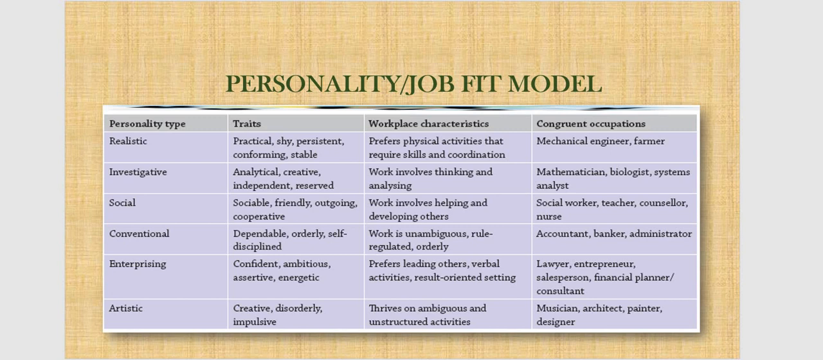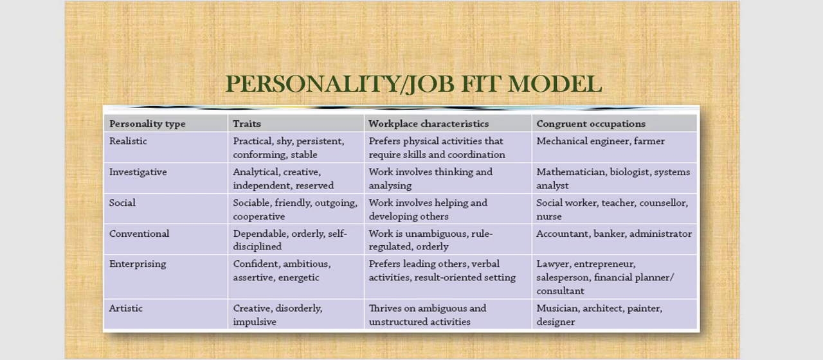So these people are what? Conventional, because work is unambiguous. They are rule regulated or orderly, right? Yes. And so that is conventional. Then enterprising. And so enterprising also talks about what? Ambitious or confidence. Enterprising also talks about ambitious or confidence. And also persuasive, being able to persuade, right? That is the enterprising. So examples are what?